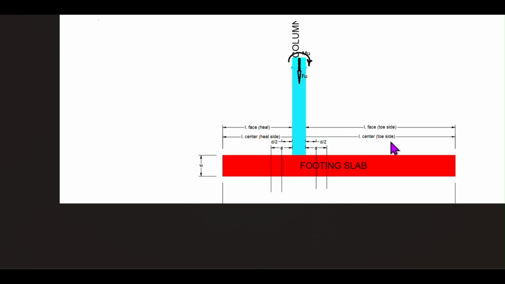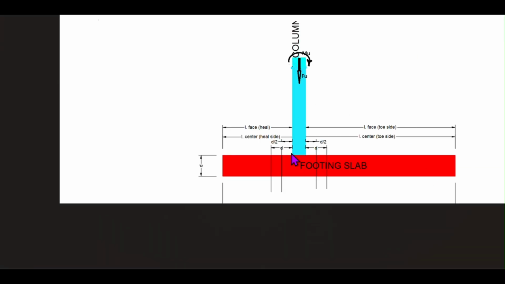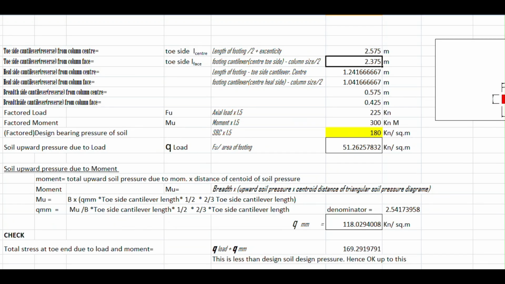L face, L center and so on, we are going to calculate this way. The L face and L center, we have calculated this much. By seeing the sketch, you can calculate these things: L center on the toe side, and L center and L face on the heel side.